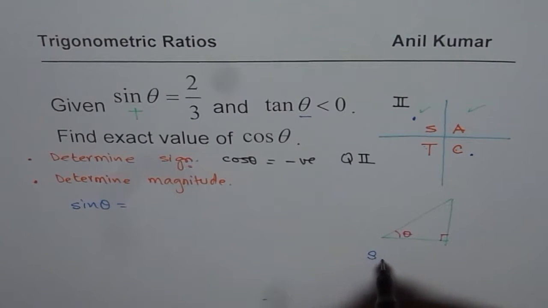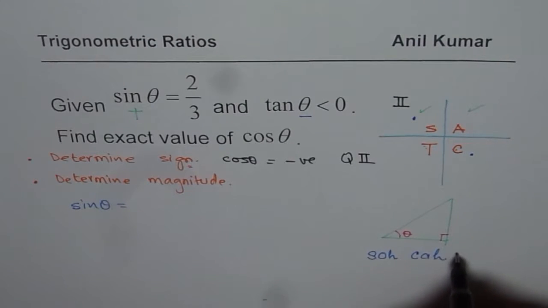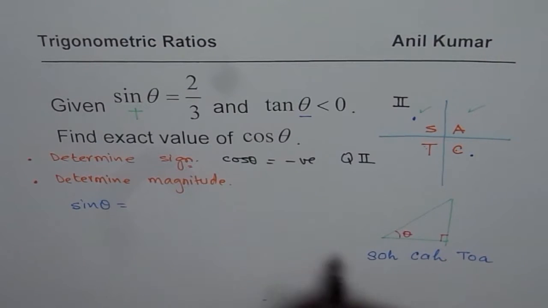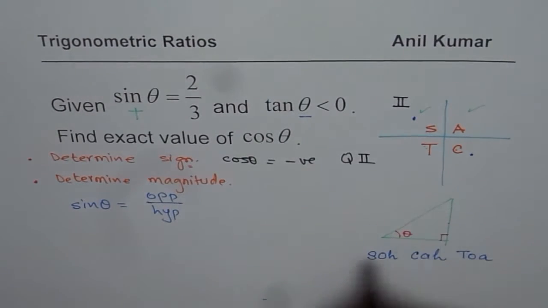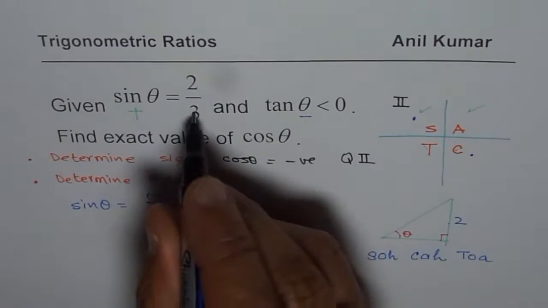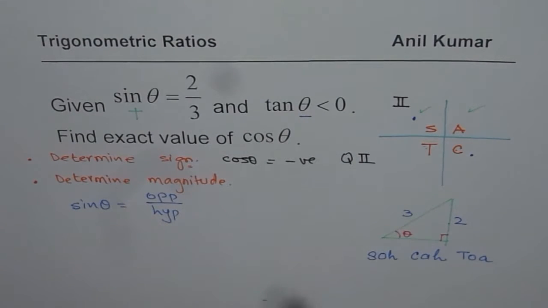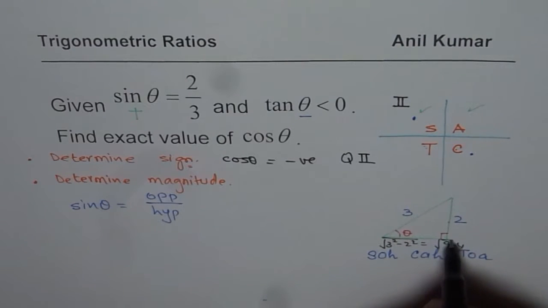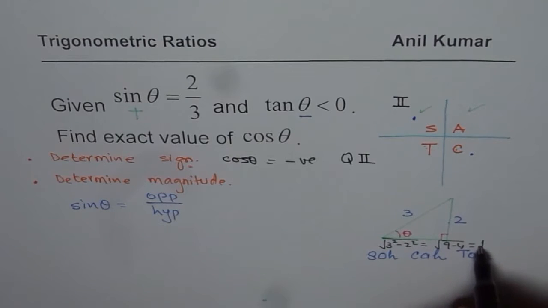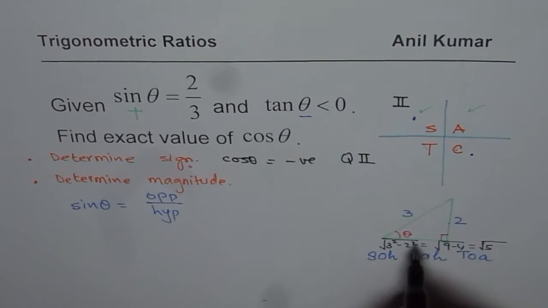We'll apply SOHCAHTOA. Sine is opposite over hypotenuse. Cosine is adjacent over hypotenuse. Tan is opposite over adjacent. Sine is opposite side over hypotenuse, right? So in this right triangle, that is the opposite side, which is 2, and 3 is the hypotenuse. Is that okay? Now knowing these two sides, we can calculate the third side, which in this case should be square root of 3 squared minus 2 squared, right? Which is square root of 9 minus 4, or we can say square root of 5. So square root of 5 is the adjacent side, correct?